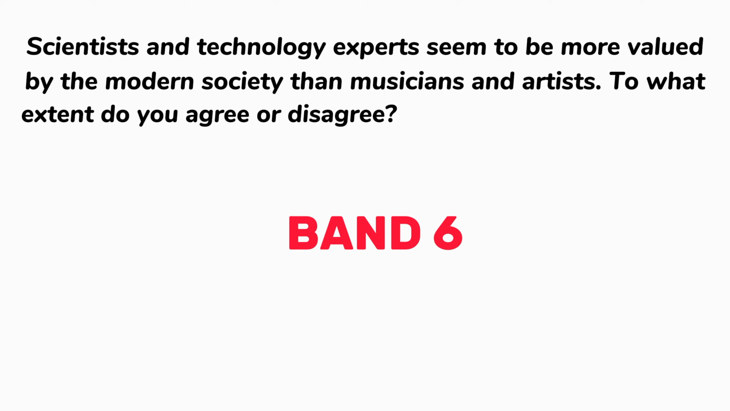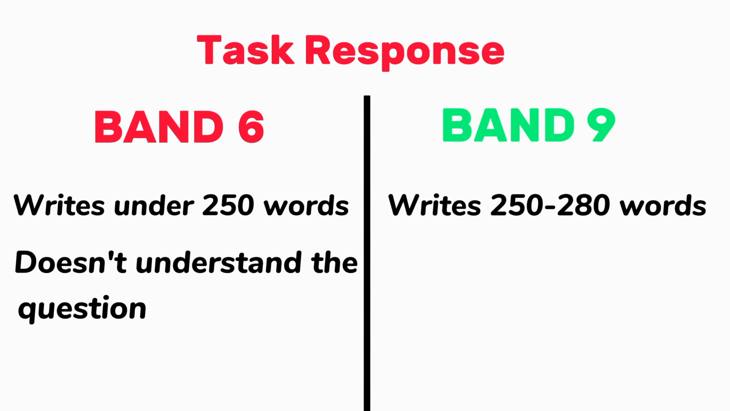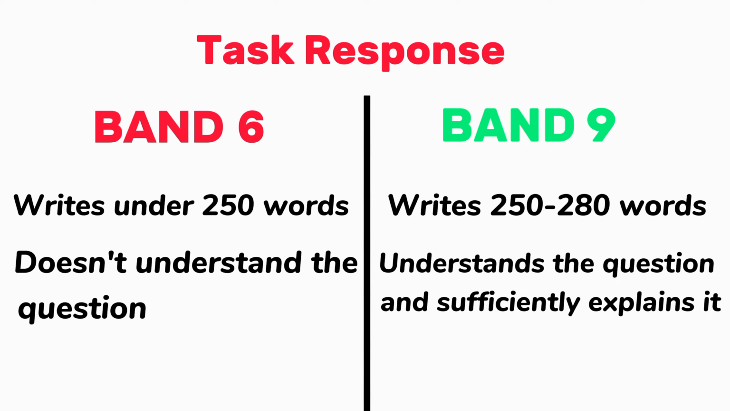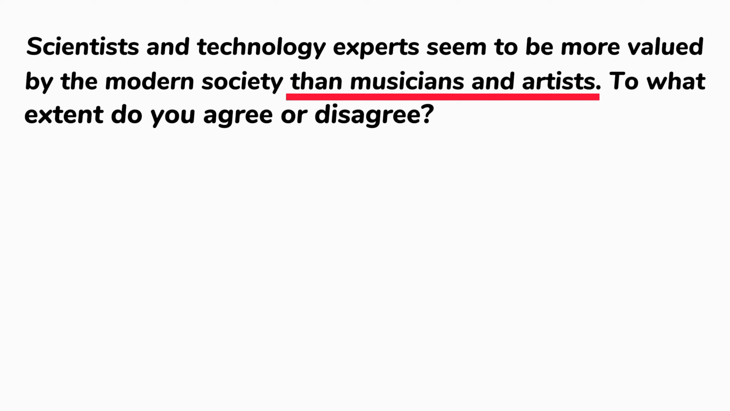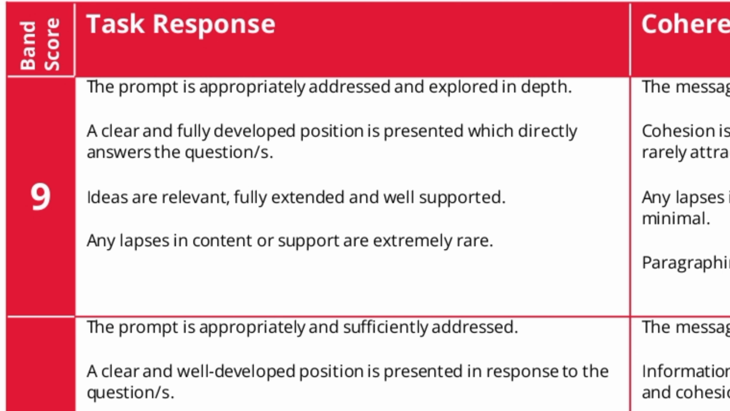By contrast, a band 9 student will write from 250 words to 280 words. He can go a little higher, but this is the ideal word count because he doesn't want to waste a lot of time just writing 300 or 350 words. And that student sufficiently explains the answer and understands it. He not only describes why scientists and technology experts seem to be more valued, but he also writes something about the second part, musicians and artists, because it is mentioned in the question. And task response says that you sufficiently address all parts of the question.